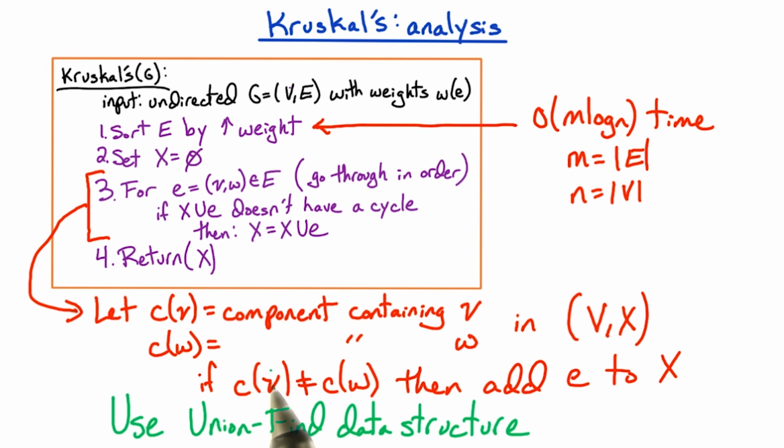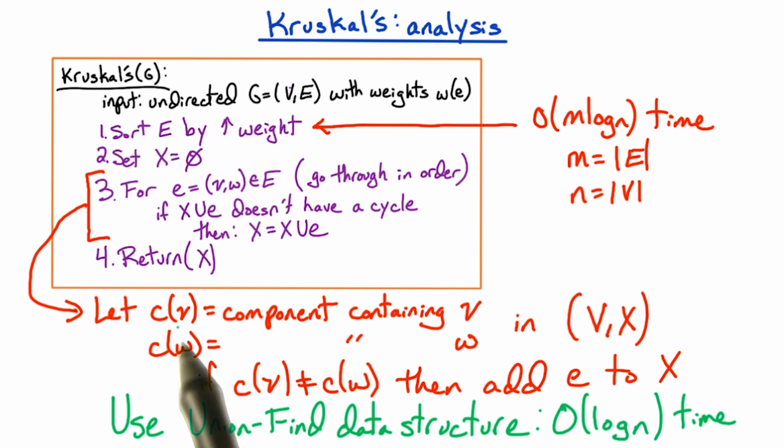Now how do we check the component containing v and the component containing w? Well, we use this simple data structure known as the union find data structure. Using this data structure, it takes order log n time per operation. So it takes order log n time to check the component containing v and the component containing w, and then we can see whether they're the same or different components. And then once we add this edge e into X, we can update the components: we can merge the component containing v and the component containing w in order log n time.